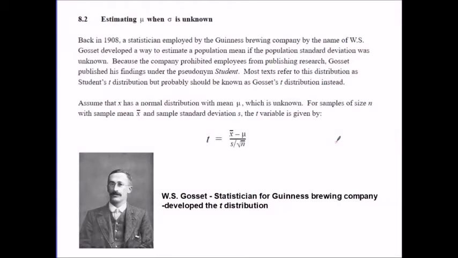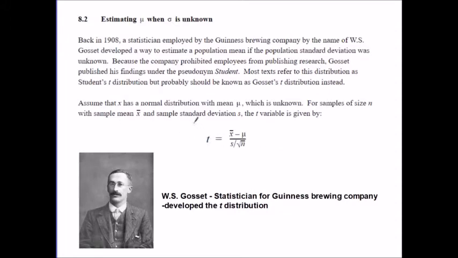It's going to go over the T distribution. Here's a little history. In 1908, a guy named W.S. Gossett, who was working for Guinness Brewing Company, yes, that Guinness Brewing Company, developed this method of estimating a population mean when we don't know the population standard deviation, which is going to be the case most of the time. He actually published it under the pseudonym Student because his company wouldn't let him publish any of his works.